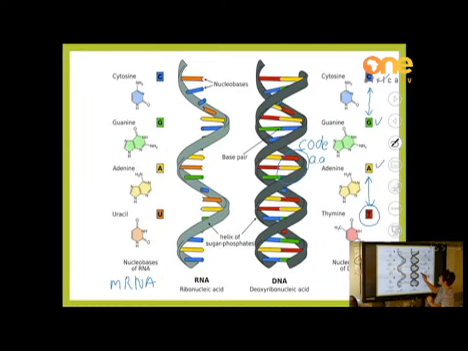So it also has cytosine, which will link with guanine when it needs to link with the DNA. Adenine will now link to uracil. Then we have the RNA.